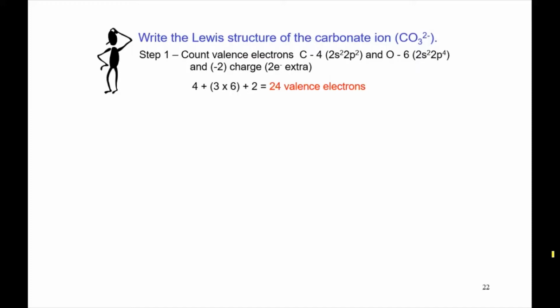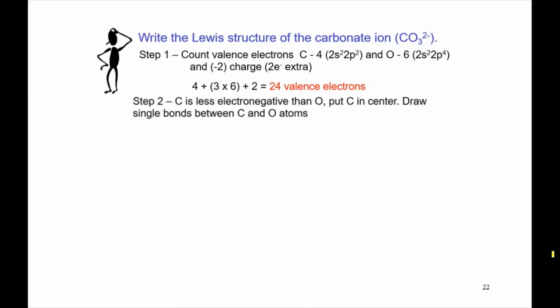Okay, now again, let's decide how we build this. Who is less electronegative, carbon or oxygen? Let's look at the periodic table. Now, typically, you can tell without the numbers based on their position, because between 2 atoms, the one that's farther to the left is going to be less electronegative. So carbon is less electronegative. So we're going to put it in the center. We're going to put the oxygens around, and we're going to connect them with single lines.